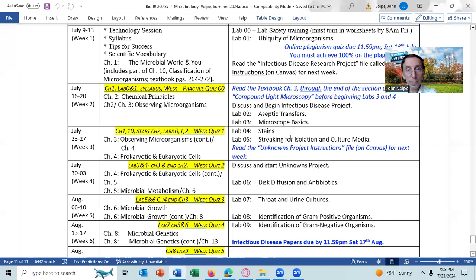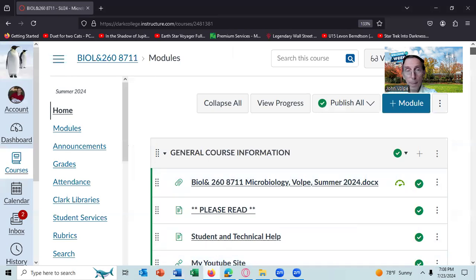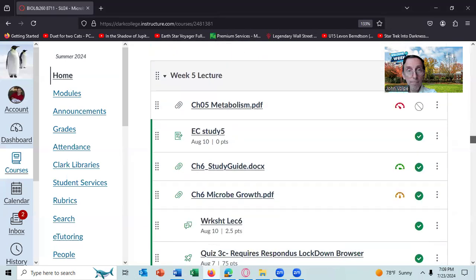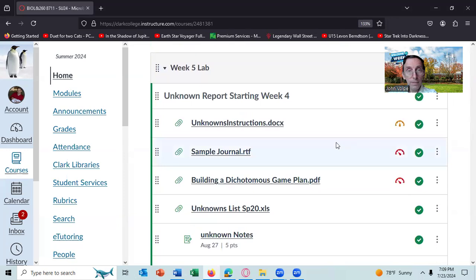All right, today we're going to be discussing Lab 4 on stains. You should also read the unknown project file instructions on Canvas for next week. I'm going to be talking about the unknown project on Tuesday. I think it's week 5 of the lab. You need to read this one here, the unknown instructions.docx. And I'll talk about that next Tuesday, the unknown project. Any question about any of that?